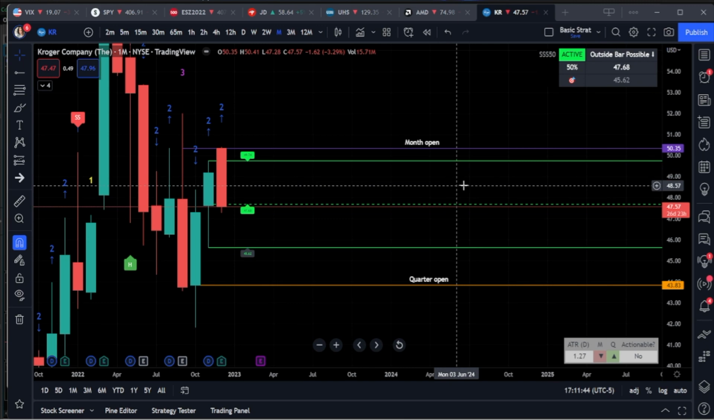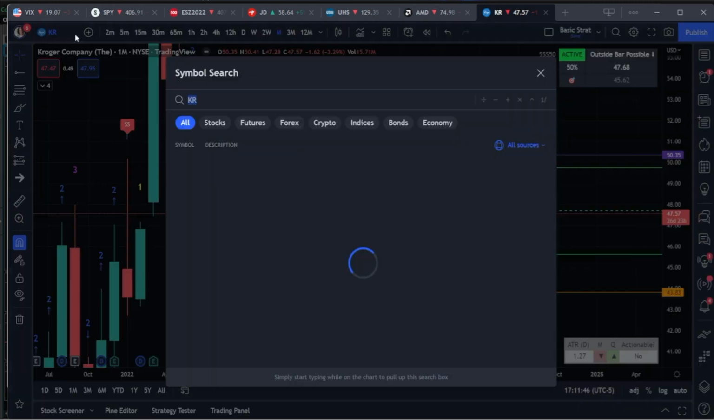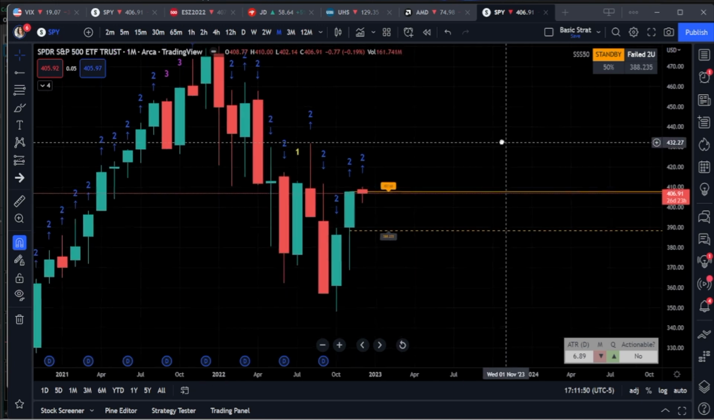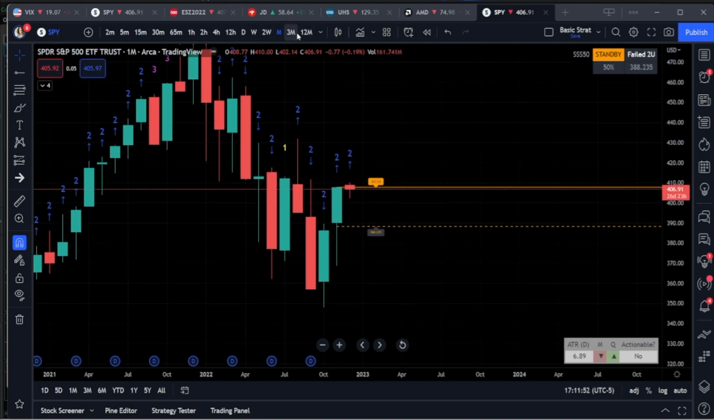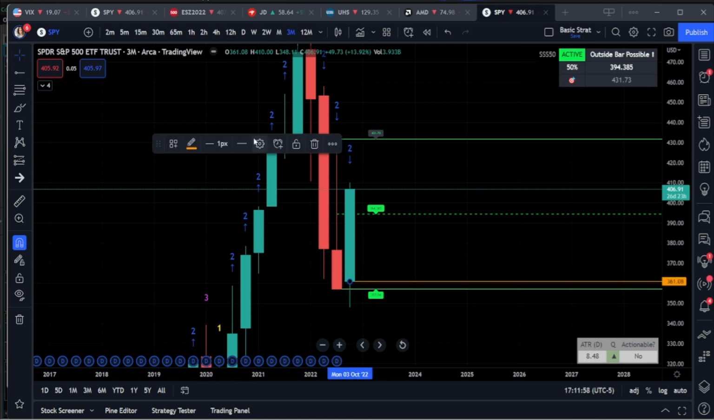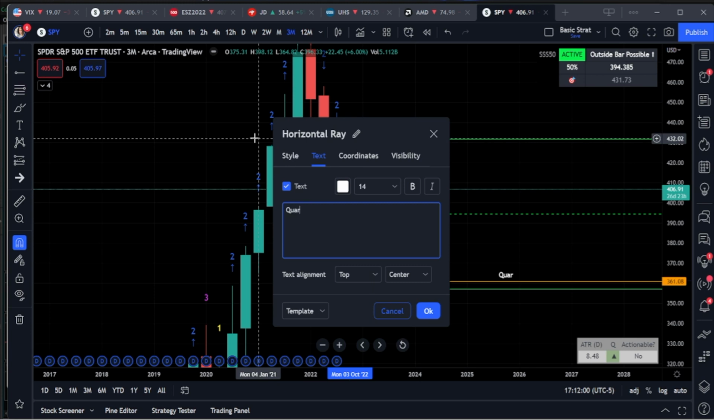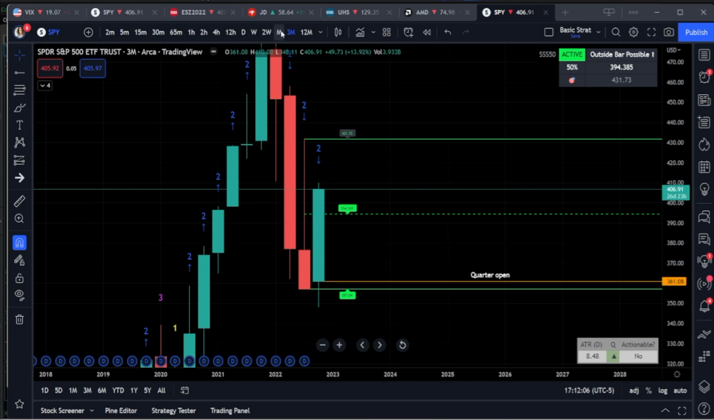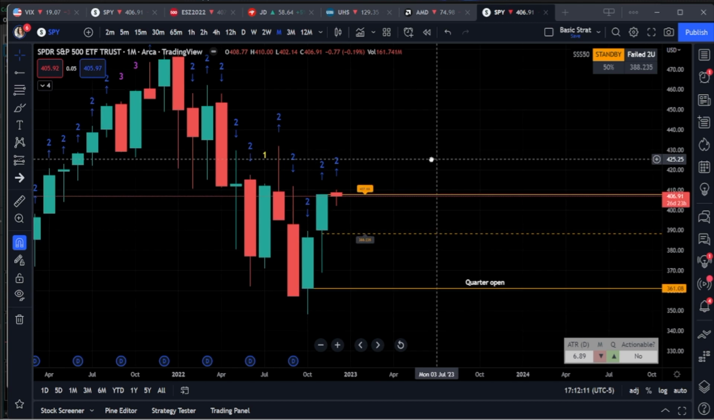Let us look at SPY. Y'all know SPY is big. But let us draw the quarter open just because it's way down there. So we're going to draw this quarter open, just so we know where it is. It's way down near 361. We're nowhere near there.